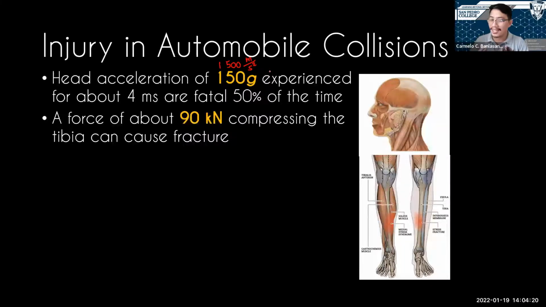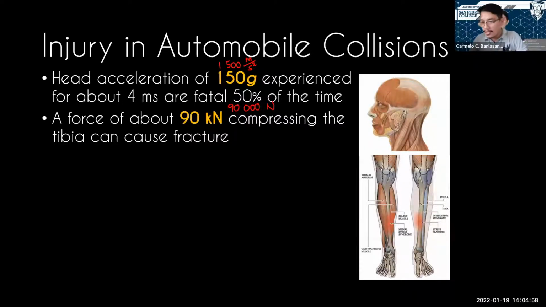If our head is accelerated at 1,500 meters per second squared, it could be very fatal 50% of the time. Got it? So when there is an acceleration of 1,500 meters per second squared on our head, it is fatal 50% of the time. Plus a force of about 90 kilonewton. What's 90 kilonewton? That's 90,000 newtons. Good? 90,000 newtons. Kilo means 1,000.